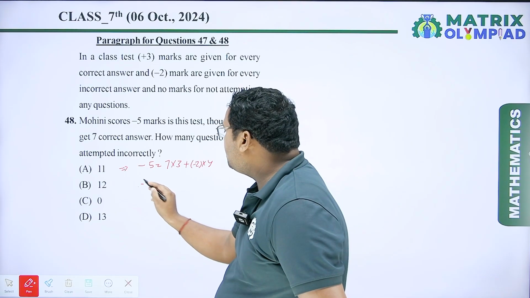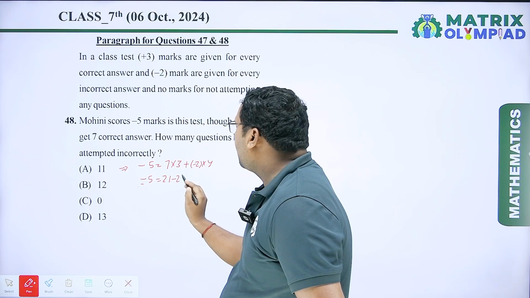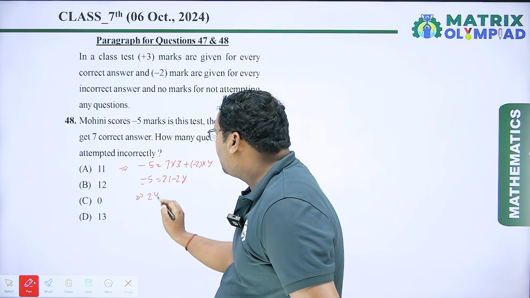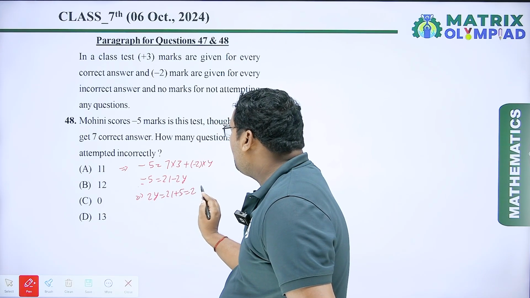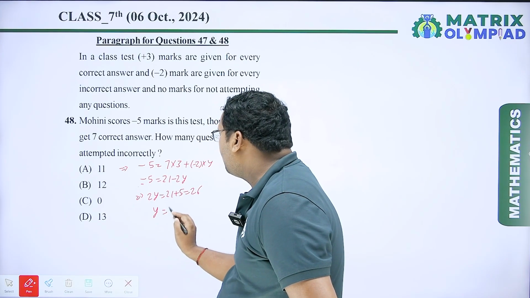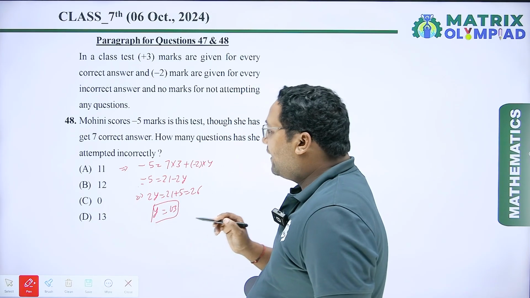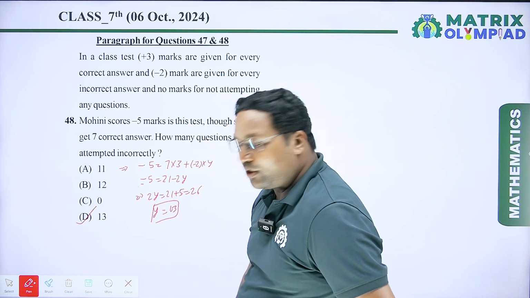Now solve this equation. So we will get -5 equal to 21 minus 2y. And we will get 2y is equal to 21 plus 5, which is 26. So we will get y equal to 13. So it means Mohini attempted 13 questions incorrectly. So the correct option is D.